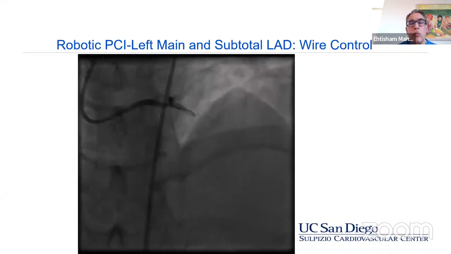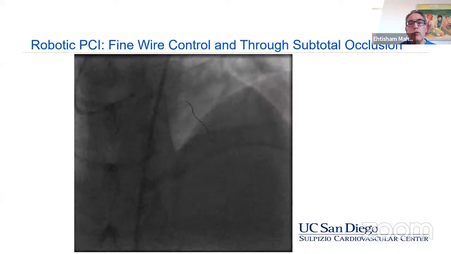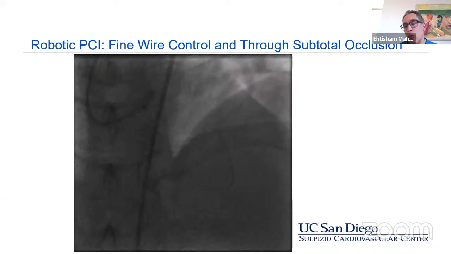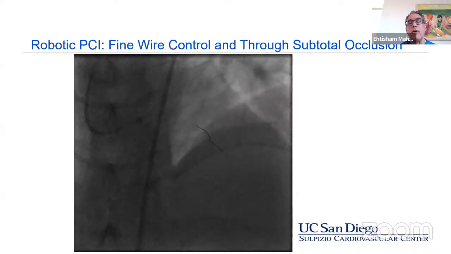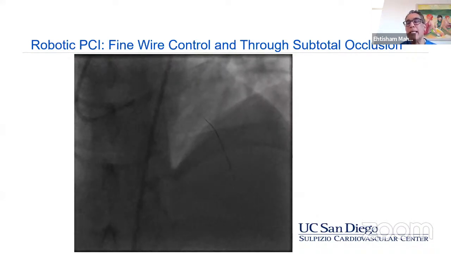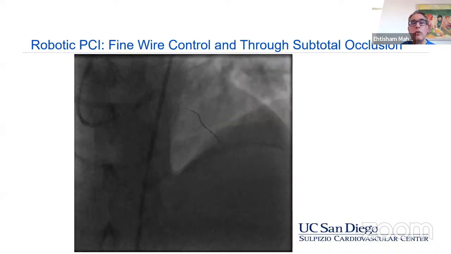This is me trying to wire the LAD robotically, and just watch the one-to-one torque control on the tip of the guide wire. So one of the advantages of the robotic platform is that it grips the wire over a long extended portion of the wire out of the body. So when you torque the wire, it really transmits torque one-to-one.